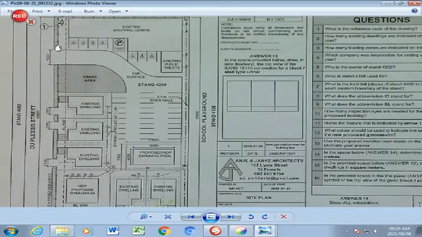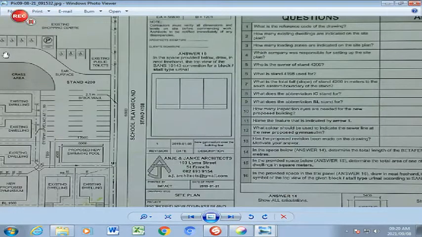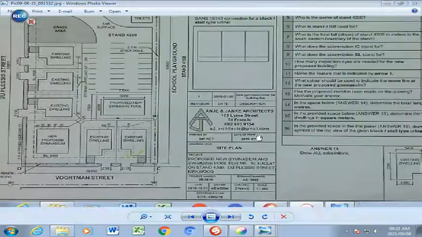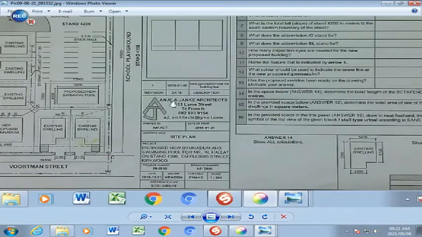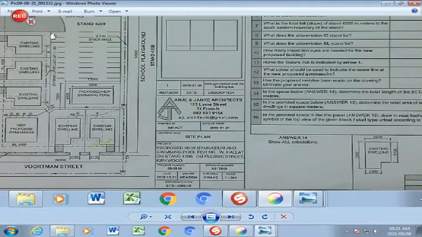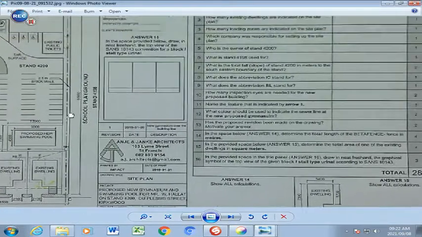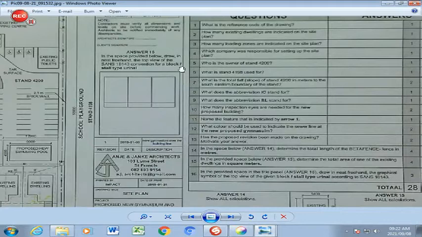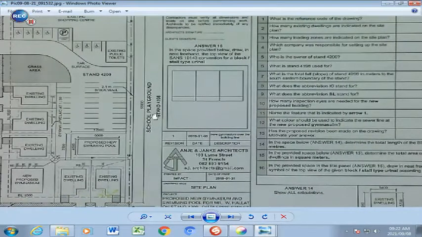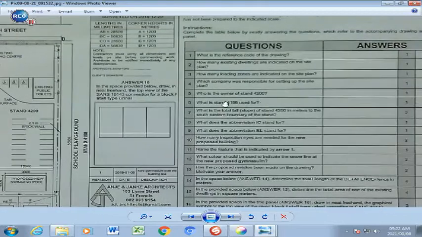We go to the next question. Which company was responsible for setting up the site plan? That answer would be right here, which is Anja and Janke Architects. Our next question, number 5, who is the owner of the stand? We are going to find that information here as well. Mr. W. Hallett. Question number 6. What is stand 4198 used for? That is going to be a playground, which you're going to write in there.